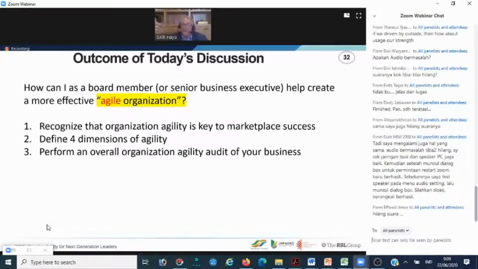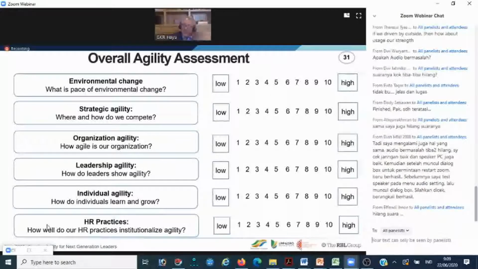With that in mind, I've just given you 2 more outcomes of today's discussion. Number 1, again, we recognize agility is a key to success. Number 2, we define 4 dimensions of agility: focus on the future, anticipate opportunity, move quickly, adapt quickly, and learn always. And now I encourage you as a board member, senior leader, perform an organizational agility audit.